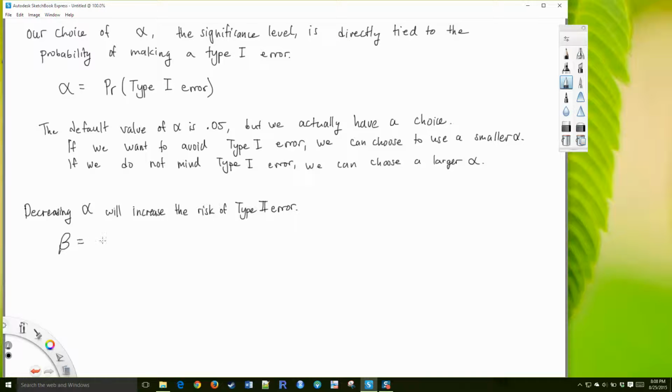And we assign beta, it looks like a B, it's the second letter of the Greek alphabet. Beta is associated with the probability of type 2 error. Okay, so alpha, the first letter of the alphabet, is type 1 error. Beta, the second letter of the Greek alphabet, is type 2 error. And that's actually where alphabet comes from, alpha, beta. Okay, so decreasing alpha will increase the risk of type 2 error. Beta is the probability of a type 2 error.